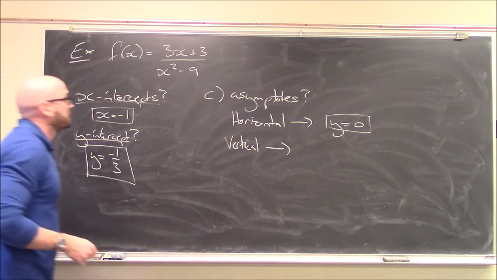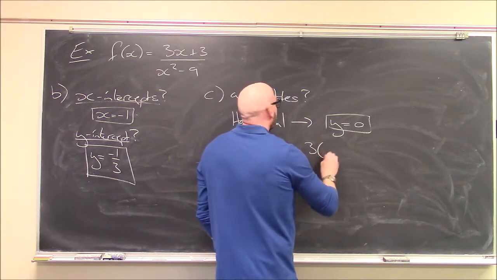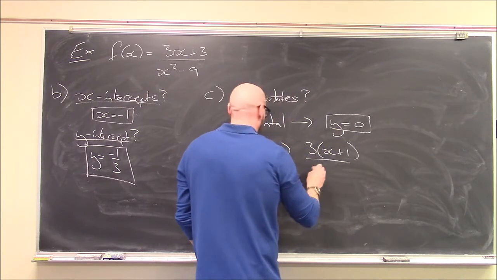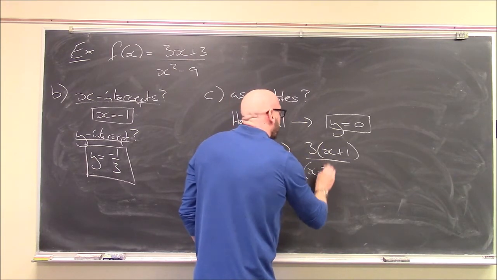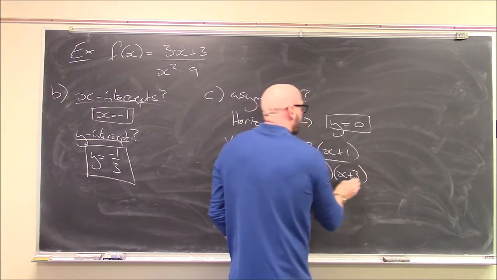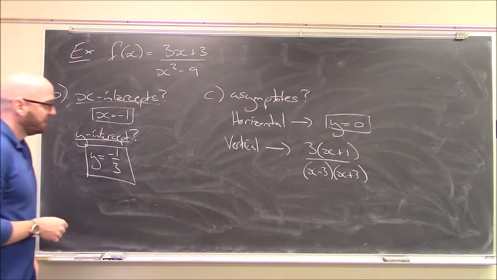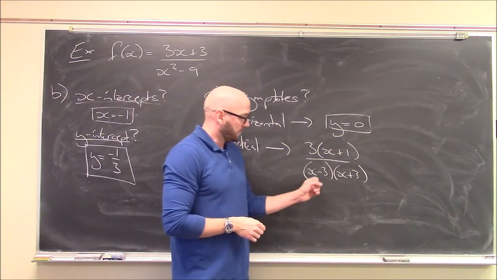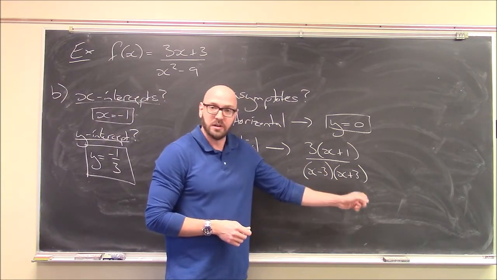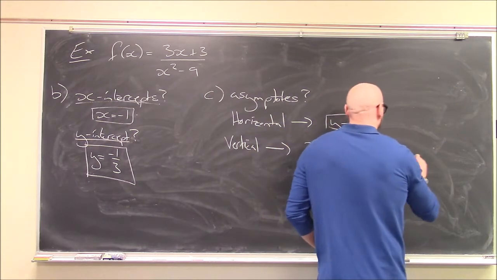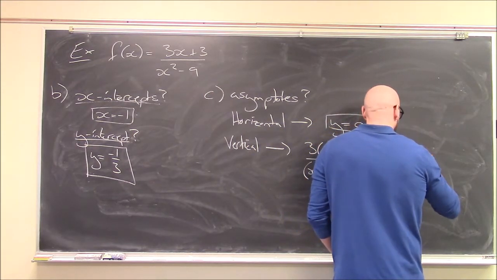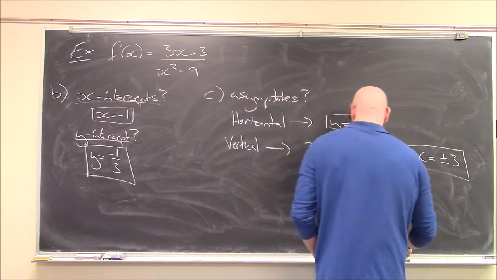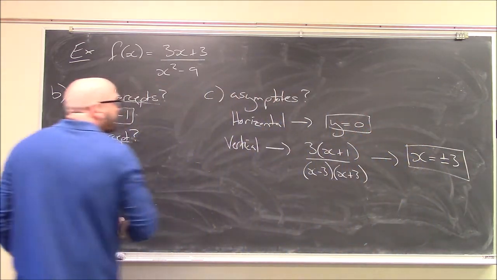And vertical. Remember we need to fully factor this, so let's factor it. This is 3 times (x plus 1) over, the bottom is the difference of two squares, (x minus 3) times (x plus 3). We have no common factors, there's nothing to cancel, so now I just have to read off the zeros of the denominator, which are of course plus or minus 3. So we have two vertical asymptotes at x equals plus or minus 3.